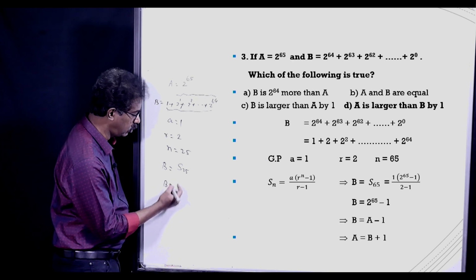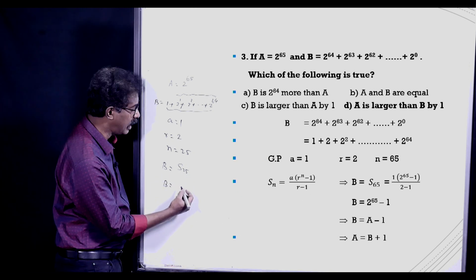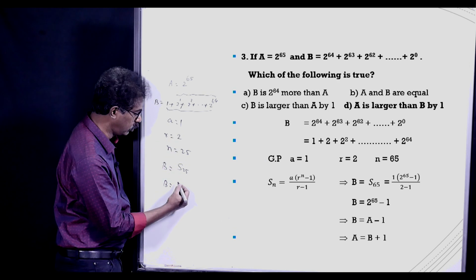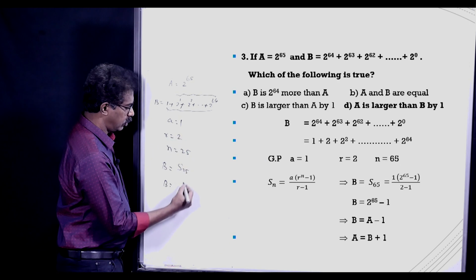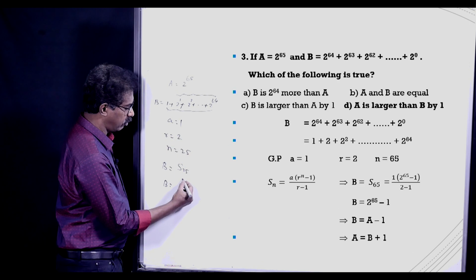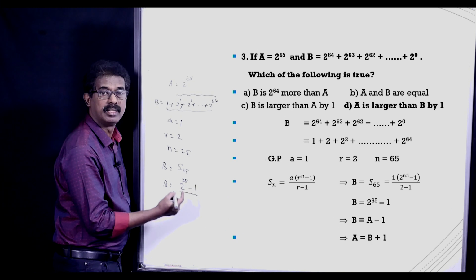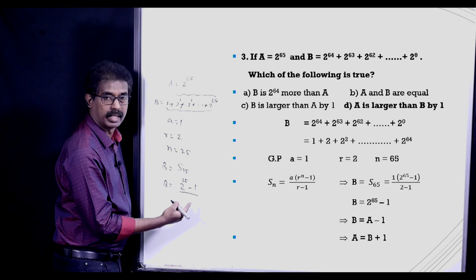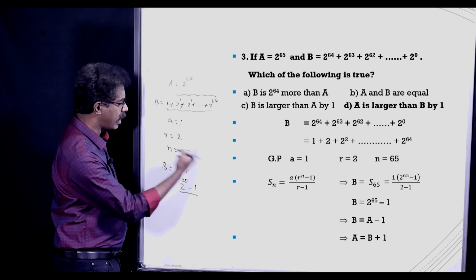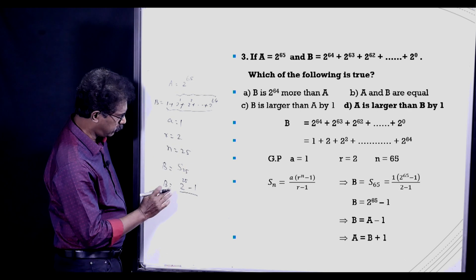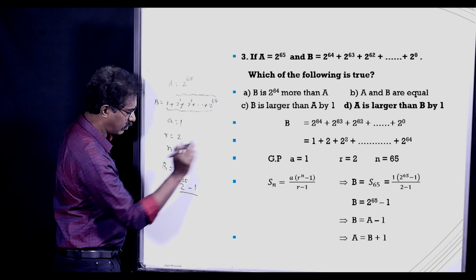So B is equal to S25. What's the formula? A into, what's A value? 1 into R raised to n minus 1, 2 raised to 25. N is 25. Minus 1 by R minus 1, right? R minus 1, it is 2 minus 1, that is 1. So you are getting like this. Okay, all the steps are given in detail there.